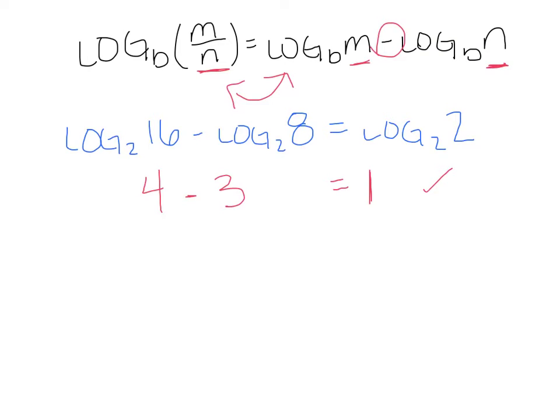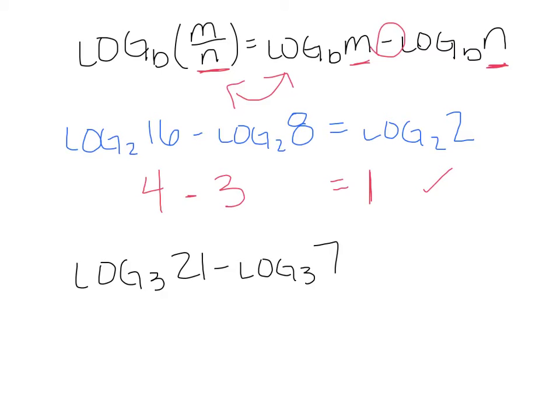So if we had the log base 3 of 21 minus the log base 3 of 7, we would have to ask ourselves, what is the power that makes 3 21? What is the power that makes 3 7? I can't think of any. When I think of the powers of 3, we're going 3, 9, 27, 81. It's not either of those two.